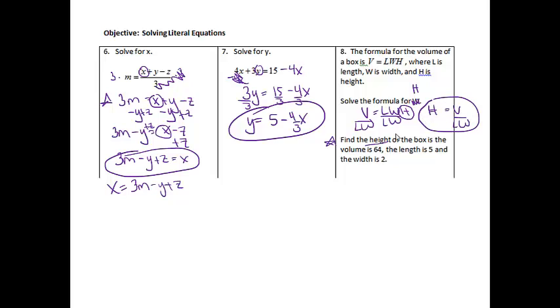So that's my formula. And then it says to find the height of the box if the volume is 64, the length is 5, and the width is 2. So now we just need to figure out where to plug those. It tells us the volume is 64. So I'm going to have H equals 64 over, and the length is 5, so that means the L is 5, and the width is 2, which means the W is 2. Now if we're going to solve this, we're going to solve the bottom first. 5 times 2 is 10, so we're going to get 64 over 10. And 64 divided by 10 is 6.4.